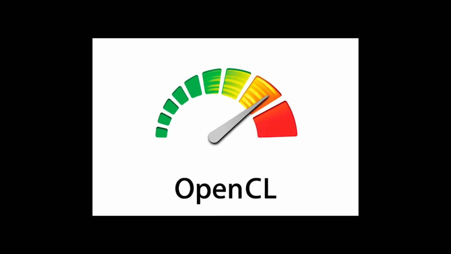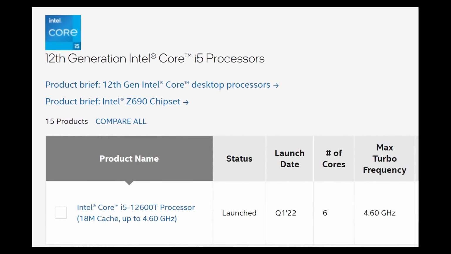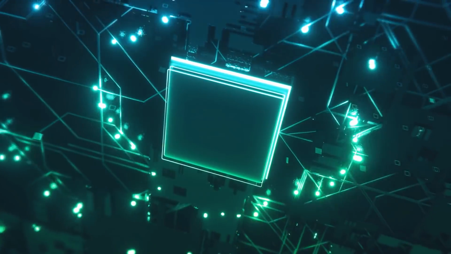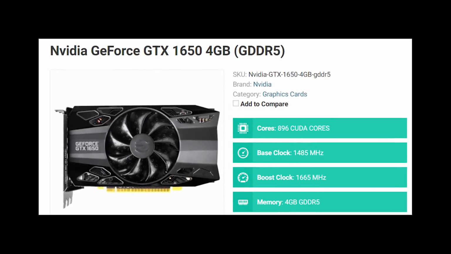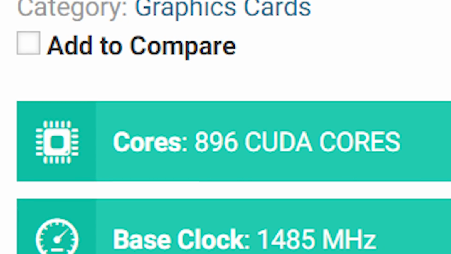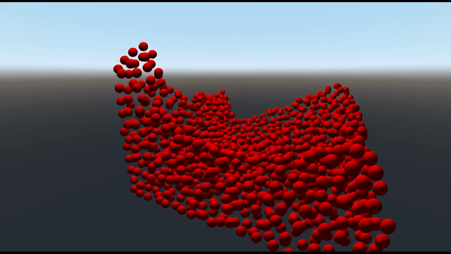But anyway, OpenCL, what is it? Basically, your CPU, like an Intel i5, has maybe 4, maybe 8 cores. They're good at doing a small number of very complicated things. But your GPU, like the NVIDIA GTX 1650 that I have, has 896 CUDA cores, which are good at doing a large number of simple things. Now, we got thousands of particles in the game. A GPU is gonna speed that up tremendously.